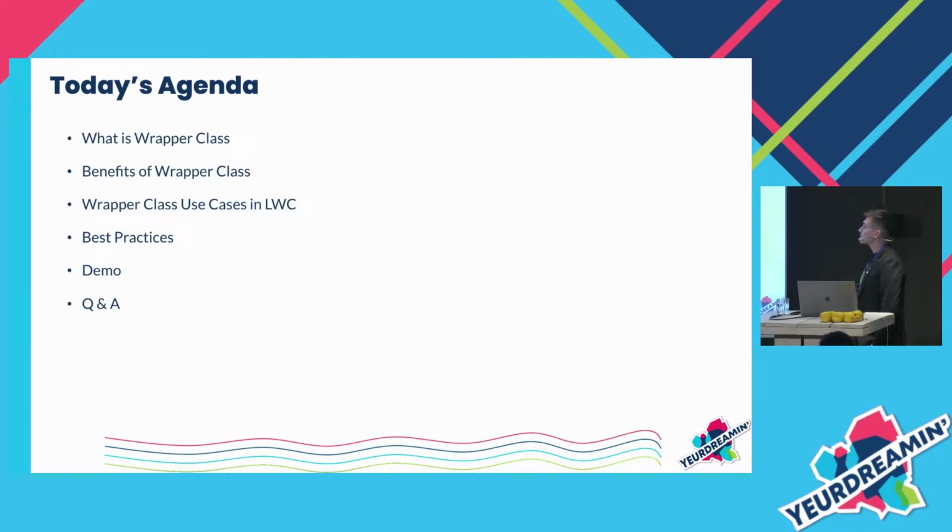So what's today's agenda? We will for sure discuss what a wrapper class is. We will see some benefits of the wrapper class approach. Also, we will discuss the most common use cases of wrapper class in Lightning Web Components with some examples, and then we will talk about best practices, and I will show you a demo of how to do it and how to use it. Then we will have a Q&A session.